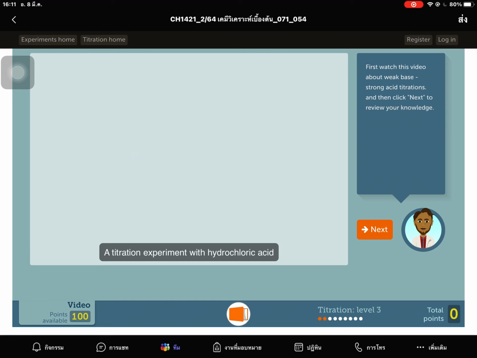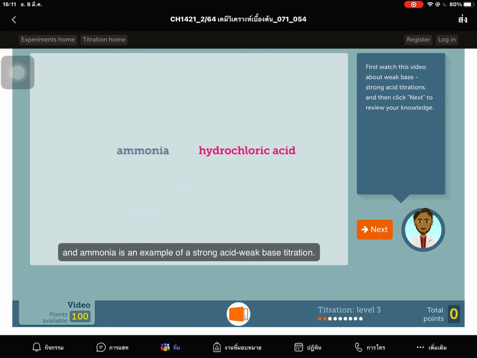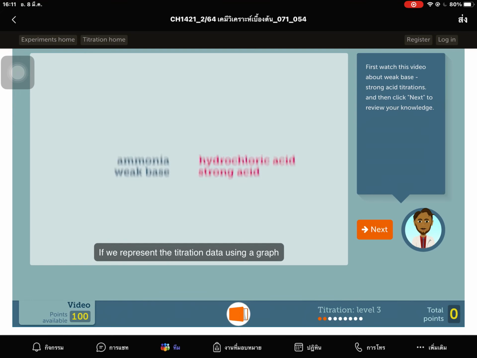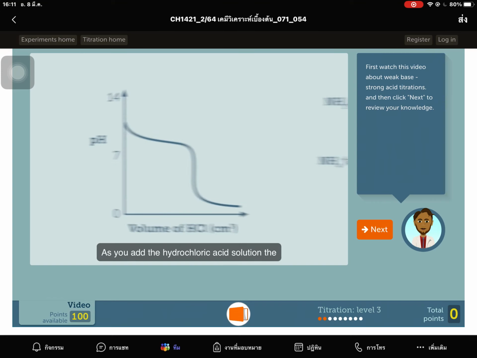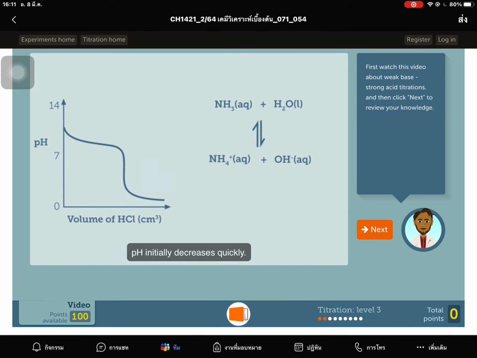A titration experiment with hydrochloric acid and ammonia is an example of a strong acid, weak base titration. If we represent the titration data using a graph of the volume of hydrochloric acid solution plotted against pH, it gives a characteristic titration curve. As you add the hydrochloric acid solution, the pH initially decreases quickly.